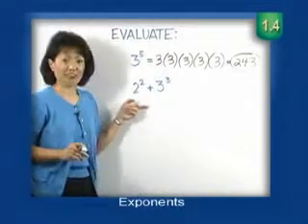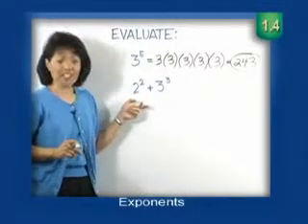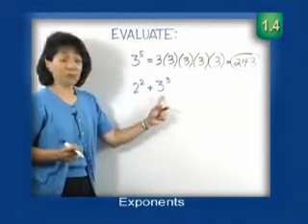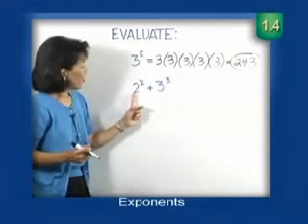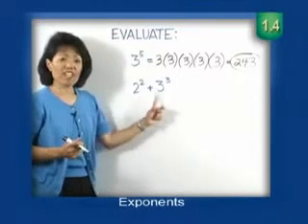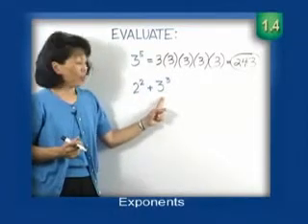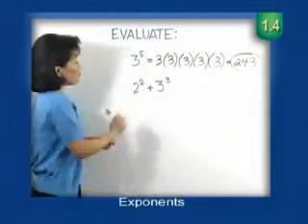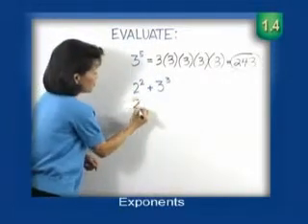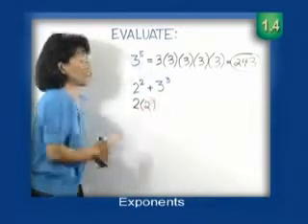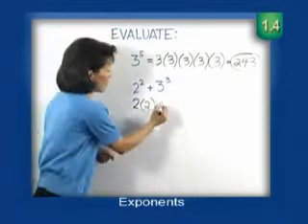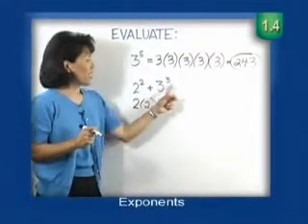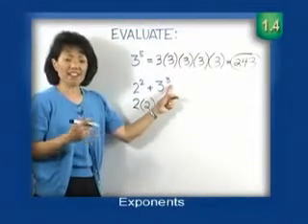Let's look at our next one here. This is a little bit different. Notice in this problem, we're adding these two together. So let's first of all evaluate each of these separately. After we do, then we'll look for their sum. So 2 to the 2nd power means there is 2 times 2. Plus 3 to the 3rd power tells us the base 3 is multiplied by itself 3 times.